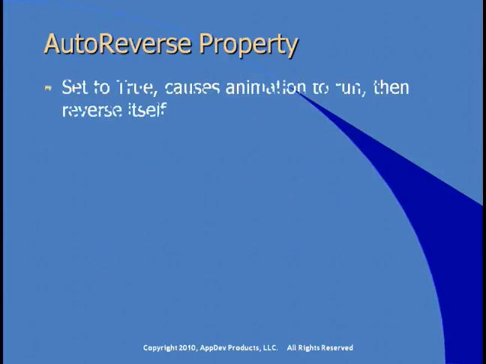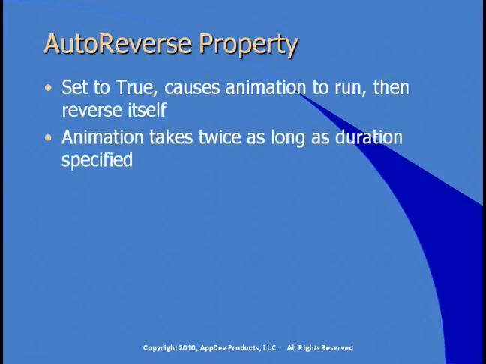The auto reverse property, when set to true, causes the animation to run and then reverse itself. Of course, the animation then takes twice as long as the duration that's specified. If you had said, I want to run this animation for 5 seconds and auto reverse was set to true, the full animation would take 10 seconds. They don't double the speed to fit in the original duration, they just double the duration of the animation.